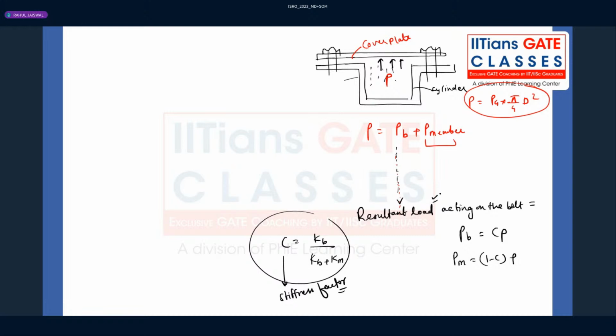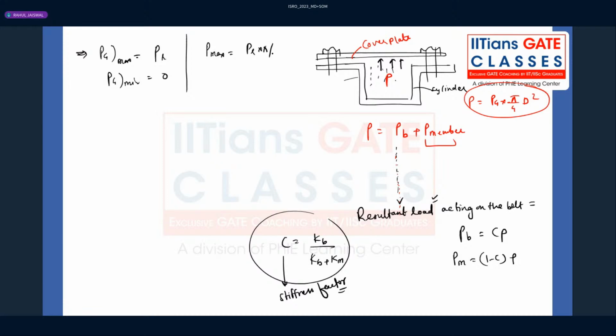Now, my dear friend, understand. Generally, when you do the preloading, you are trying to increase the fatigue strength of the bolt. How? What is the minimum amount of load which the bolt material will be subjected to? What is the maximum gas pressure? That is PR, for example. What is the minimum gas pressure? Minimum is 0, right?